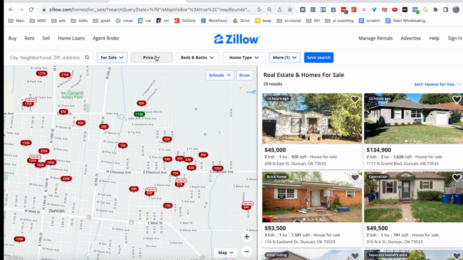But one of the things that I can do is look at what is the available inventory in this market. So what I can do is I can say, I want to know price point.